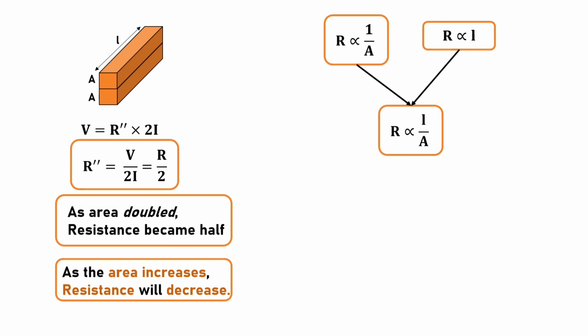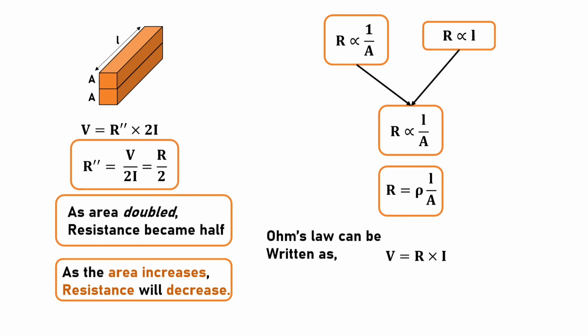By removing this proportionality, we need to multiply a proportionality constant, that is rho. Therefore, we can write R equals rho into L by A. Substitute this in Ohm's law. Therefore, Ohm's law can be written as V equals rho L by A into I, where rho is the resistivity.